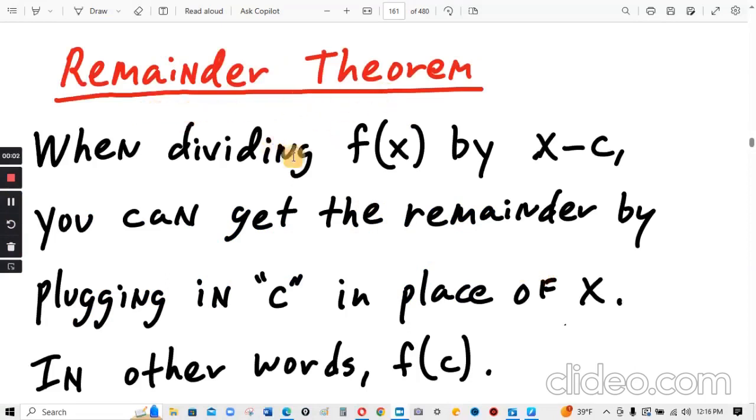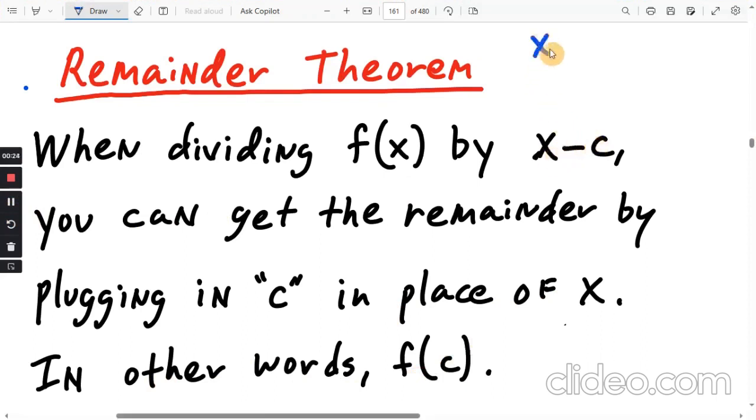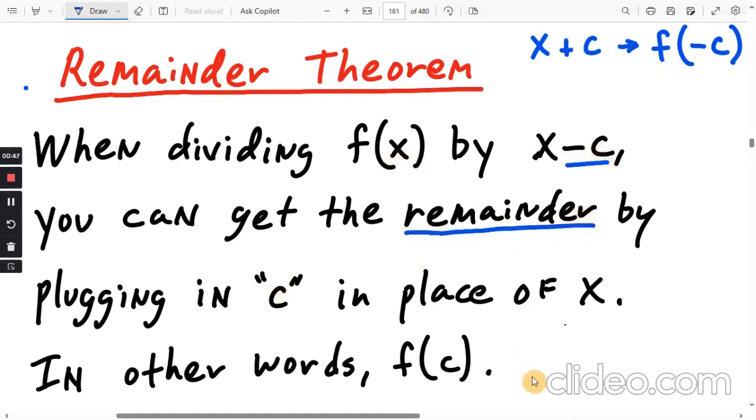All right, so the remainder theorem: when dividing a function f of x by x minus c, you can get the remainder by plugging in c in place of x. In other words, f of c. So if you're dividing by x minus c, you plug in c in place of x, f of c. If it were that you were dividing by x plus c, you would plug in negative c. So you would evaluate the function at negative c. So basically, you take the thing you're dividing by and you change the plus minus sign on the constant. You plug that in place of x, and that will give you the remainder.